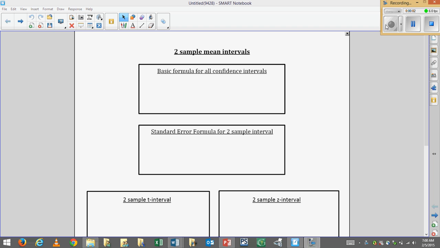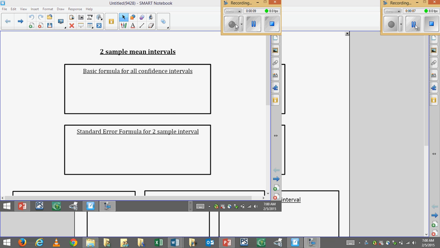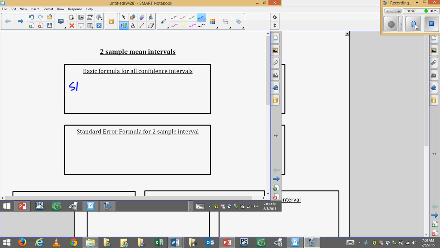So we'll shift from doing two proportion intervals to two sample mean intervals. Again, as a reminder, any confidence interval, keep in mind, was your statistic plus or minus a critical value times the standard deviation of the statistics. Remember before we talked about those statistics, you basically have two statistics to work with, p hat or x bar. Well, today, in this particular video, we're going to deal with x bar.